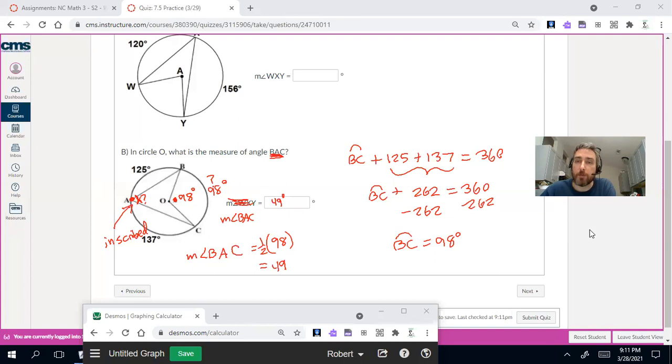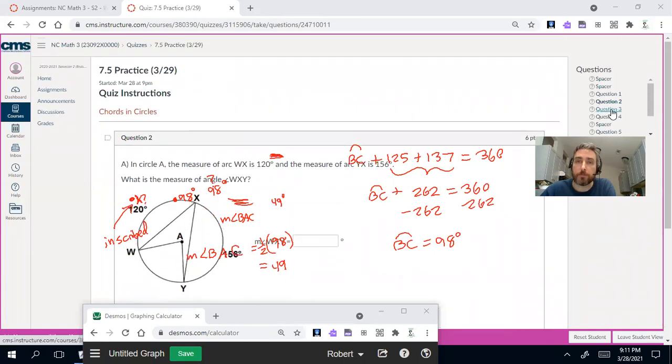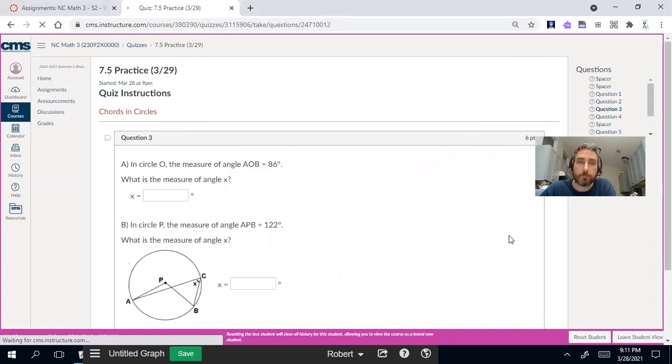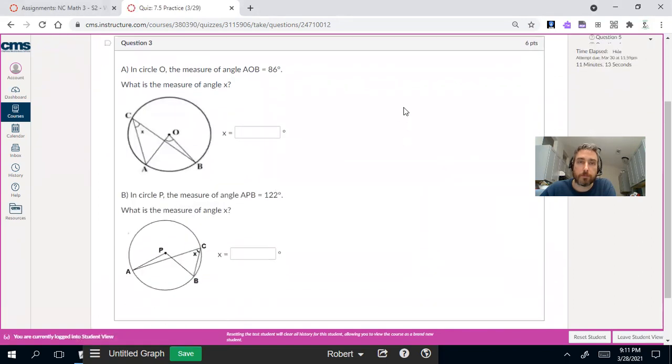Awesome. Let's do a couple more. All right, just a couple more questions to solidify this concept. Question 3, in circle O, the measure of angle AOB is 86 degrees. Let's write that down. The measure of angle AOB is 86 degrees. What is the measure of angle X?